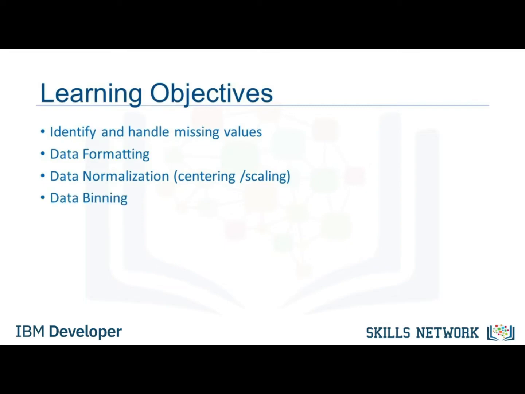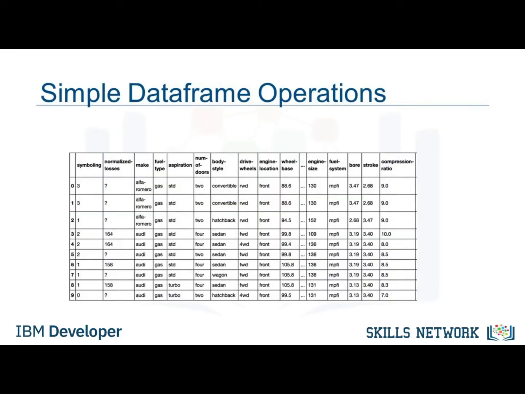Binning creates bigger categories from a set of numerical values. It is particularly useful for comparison between groups of data. And lastly, we'll talk about categorical variables and show you how to convert categorical values into numeric variables to make statistical modeling easier.